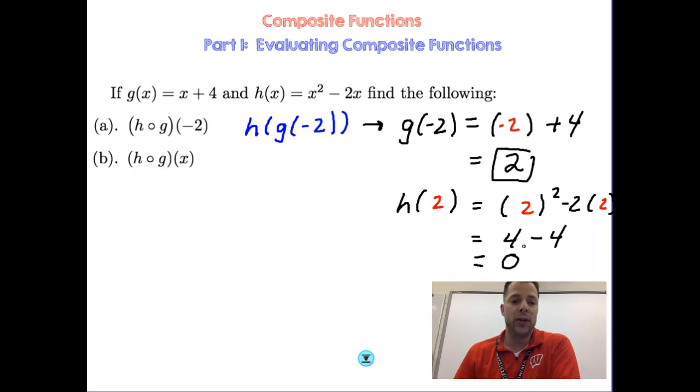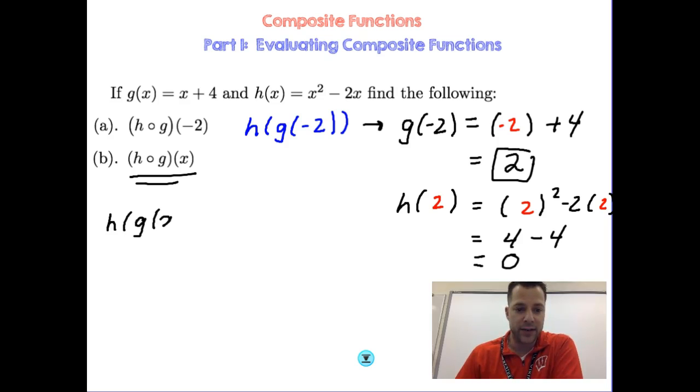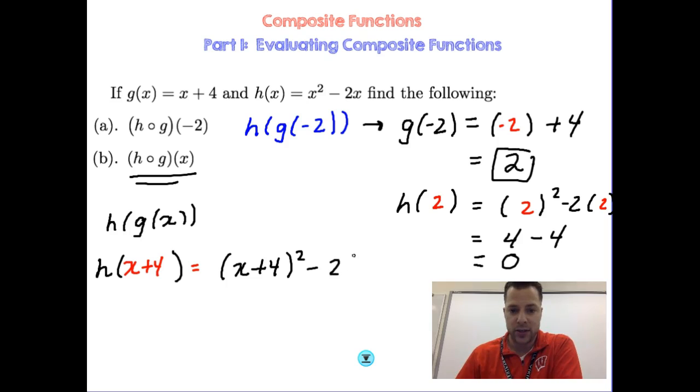Now remember, part B is to find just the general equation. So part B is h of g of x. Well, we know what g of x is. G of x is right here, x plus 4, so that's going to go here. Then you evaluate x plus 4 into h. So we're going to have x plus 4 squared minus 2 times x plus 4.